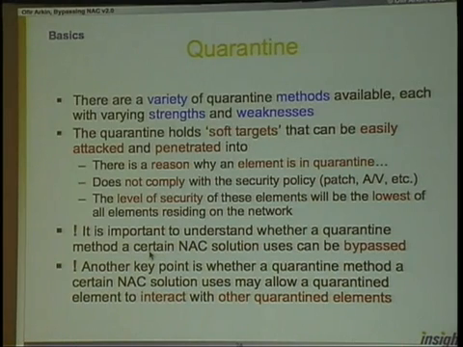Another interesting capability that we need to closely examine is quarantine. Basically, with quarantine, there is a variety of methods that allows an element to be isolated from the network. One of the things that we need to remember is that quarantine holds the soft targets of the network. Basically, their level of security is the lowest among all of the elements that operate on the network, and they are usually aggregated in a certain subnet or in a certain area. That makes a perfect attack vector as well.